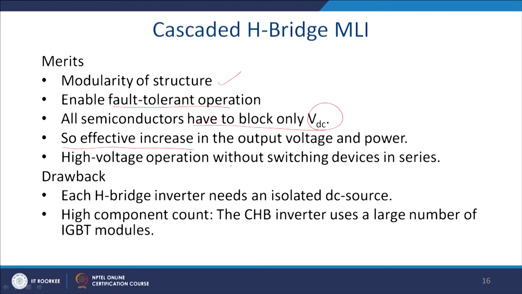High voltage operation is possible without switching devices in series, but the drawbacks are that each H bridge inverter needs an isolated DC source, and there is a high component count; the CHB inverter uses a large number of IGBT modules. These are a few disadvantages of this H bridge MLI. So, how does it generate? Let us see. That is a 9 level.